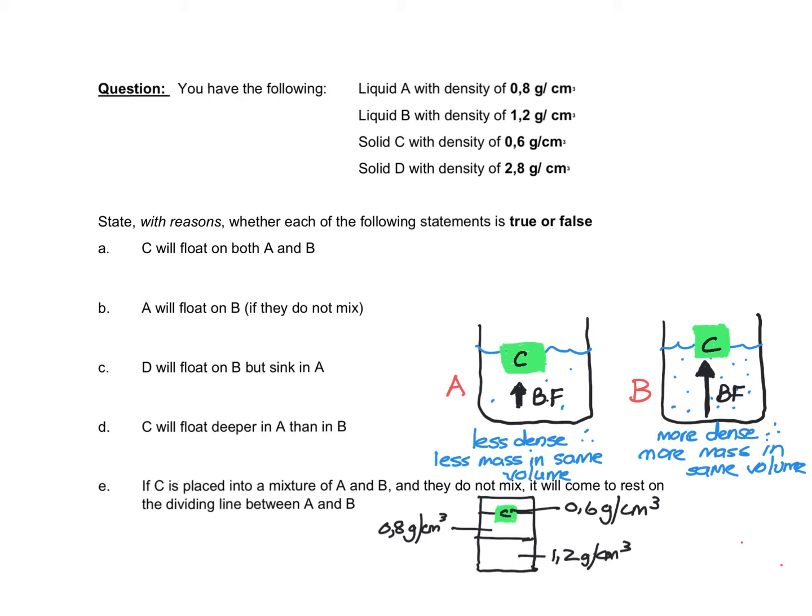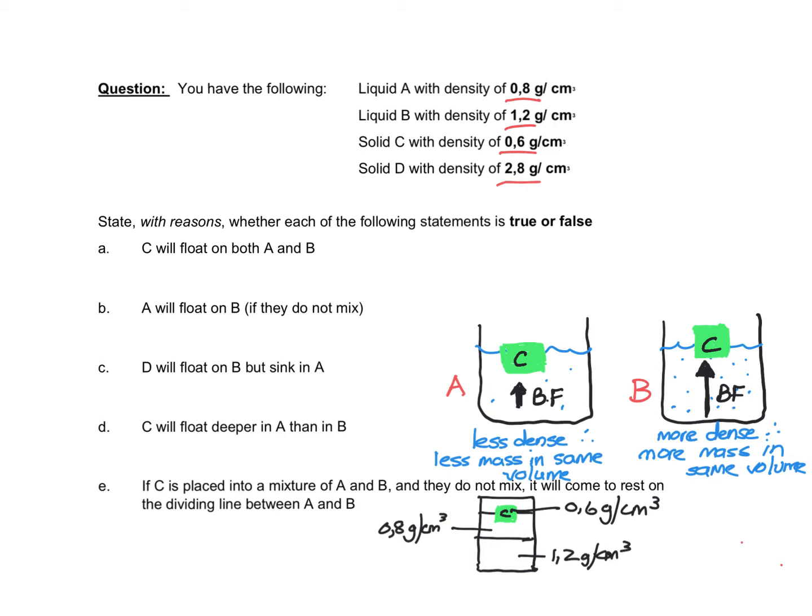So let's have a look at these questions. You are given four objects, well, 2 liquids and 2 solids. Liquid A, density of 0.8. Liquid B, density of 1.2, solid C, density of 0.6, and solid D, density of 2.8. So first of all, the first 2 are fairly easy. With reasons, will C float on both A and B?